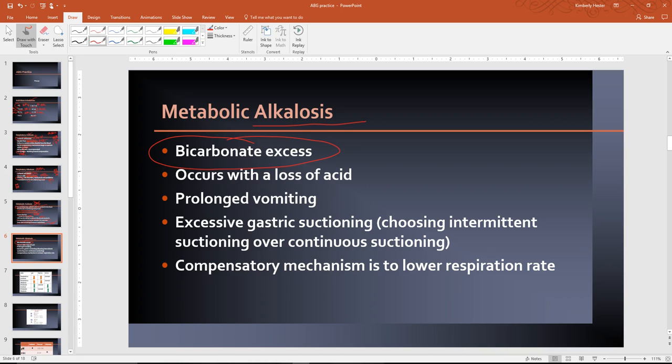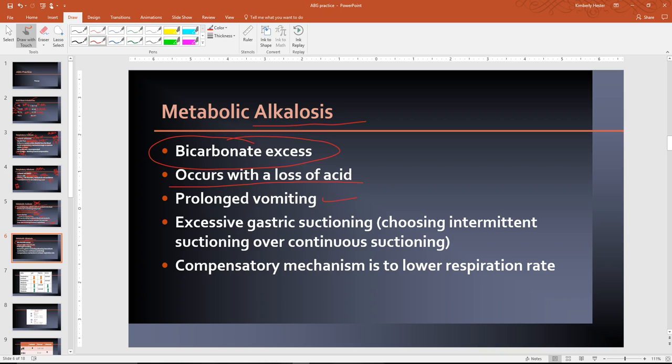And so it's buffering off some of the acid which is needed, because remember, ABGs are about balance. pH is about balance. You've got to have a little bit of both, not too much of one or the other. So you will see metabolic alkalosis. This is going to occur with a loss of acid. So at the bedside, this can be due to somebody that's got increased vomiting.